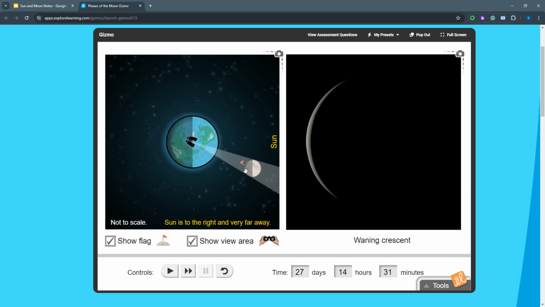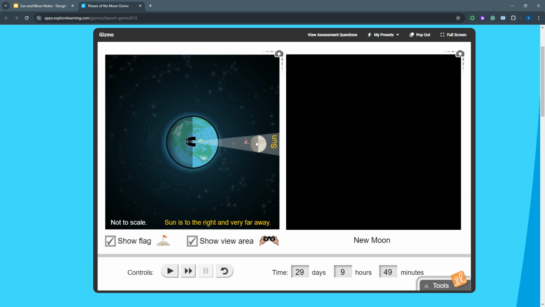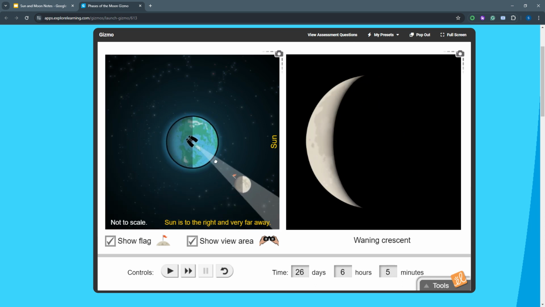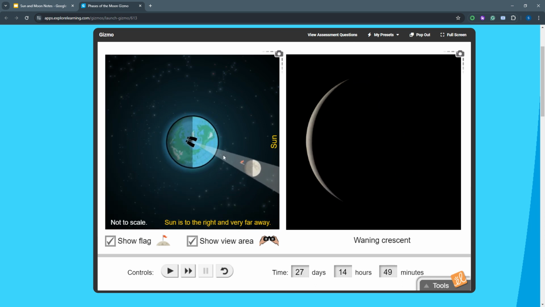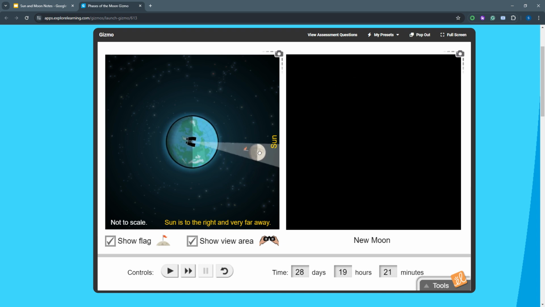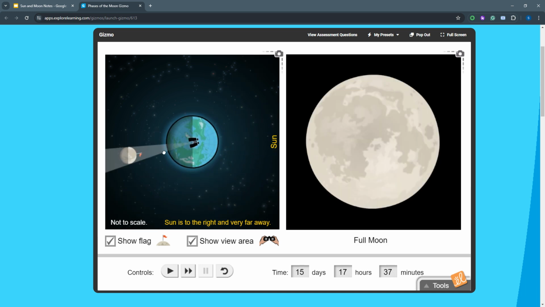The moon actually has to travel a bit further to be between the sun and the Earth again. So that's why, even though the moon makes one full revolution around the Earth in about 27.3 days, since the Earth is also moving at the same time, the moon has to travel a bit farther to be between the sun and the Earth again to complete a full set of phases.